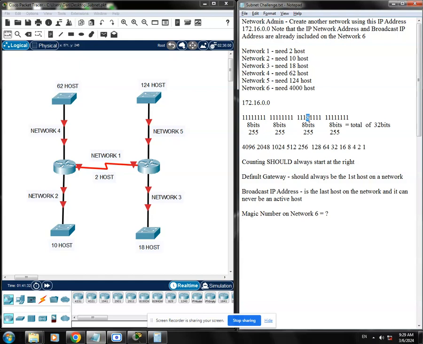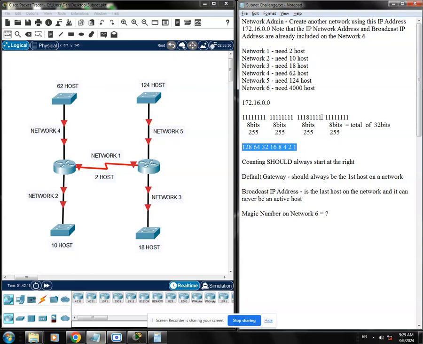It's time for us now to identify what the magic number is. Maybe some of you are thinking that this is the magic number. Well, the answer is no. We just used this number to see how many hosts we can use. So I'm going to delete this because we're done with these numbers, and then we go back to the pattern.